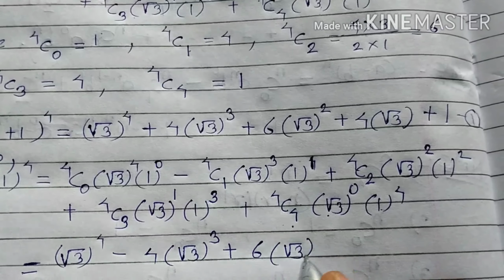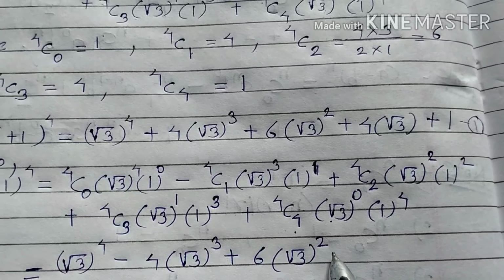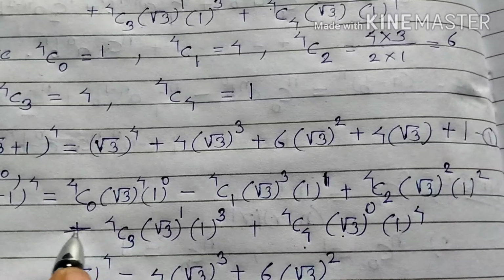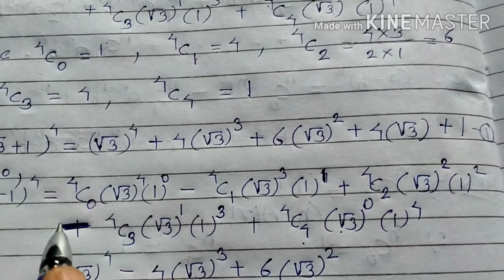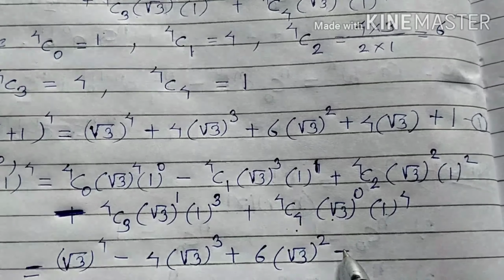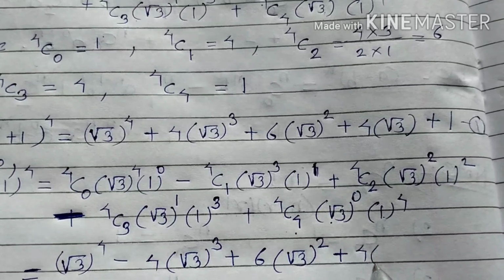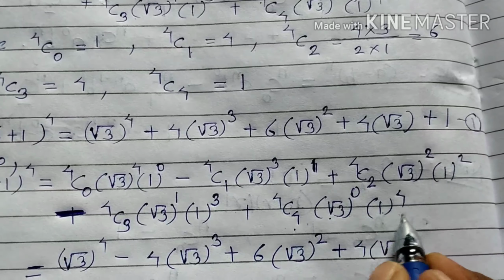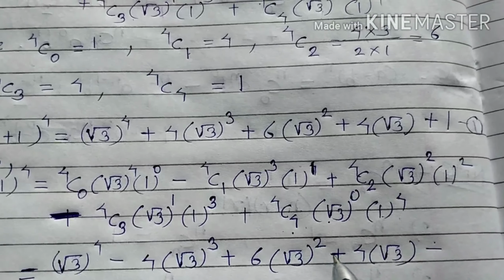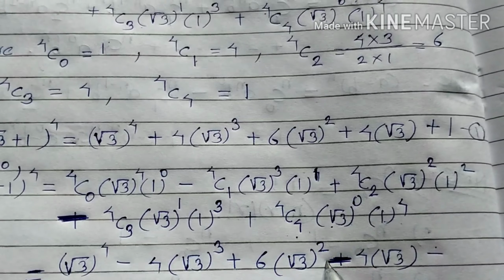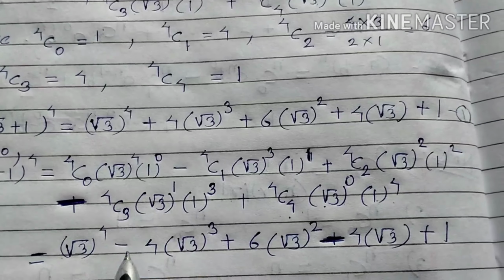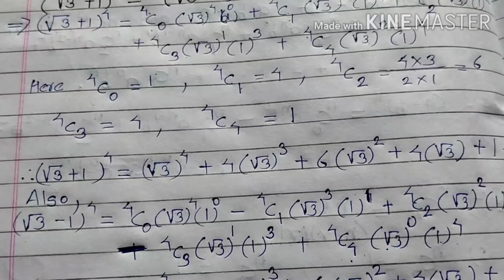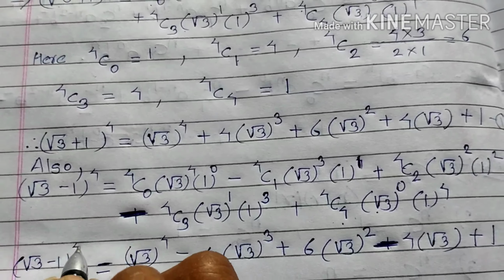(√3)^2 into 1 square is 1. Sorry, here plus, minus, plus, then here minus, here one mistake. Next term plus 4 √3, and 4C4 is 1, so here we get 1. Here also minus. So the signs are plus, minus, plus, minus, plus. Okay, so this is the expansion of (√3 - 1)^4.